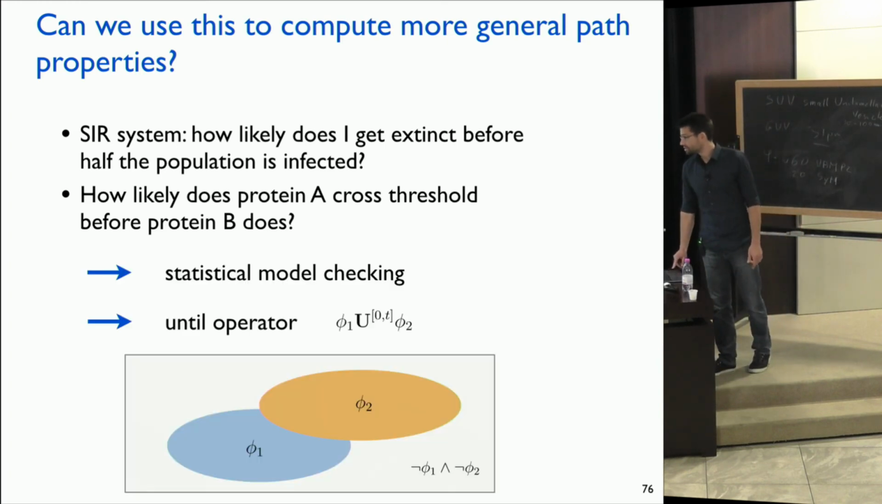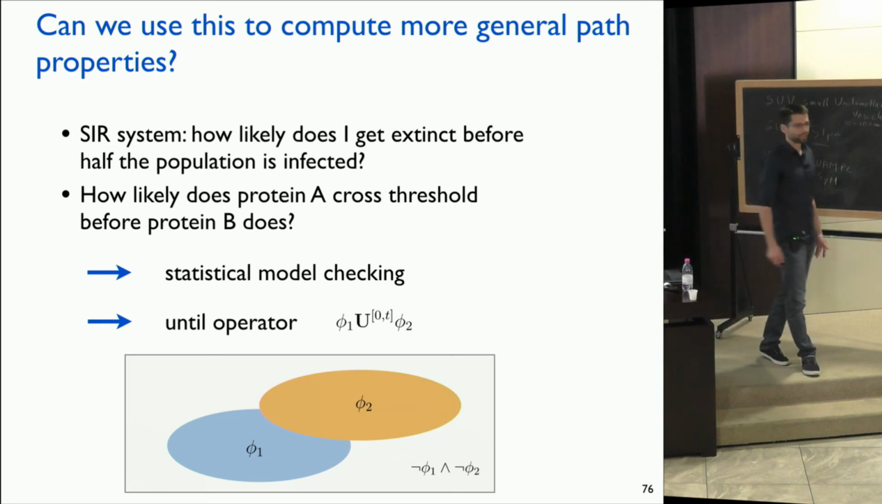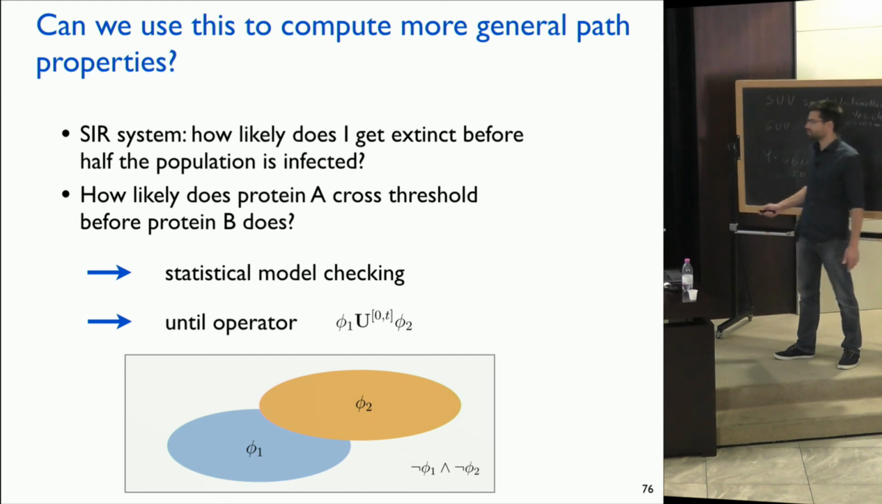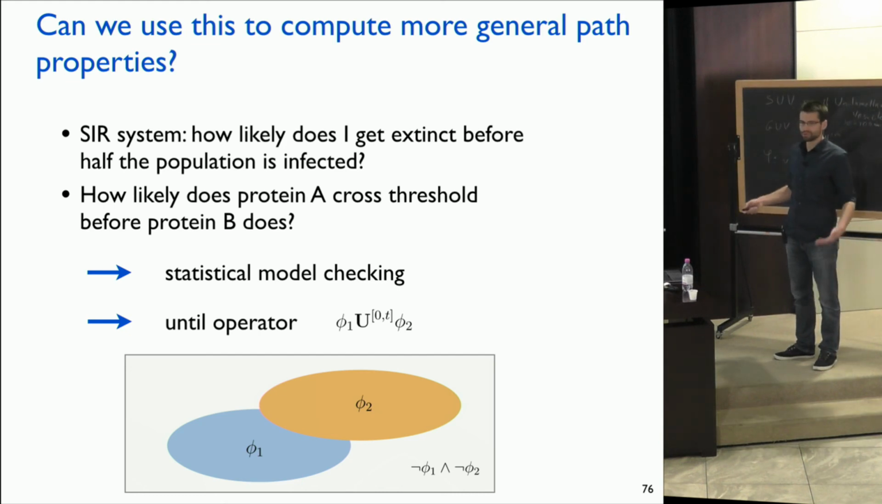So those questions come up in statistical model checking, which they write as such an until operator. So how likely is it that property phi1 is true until phi2 is satisfied? Which means we have here a region in the space of our species. We start in phi1 and want to know how likely it is that we end up in phi2 without ever going to the outside.